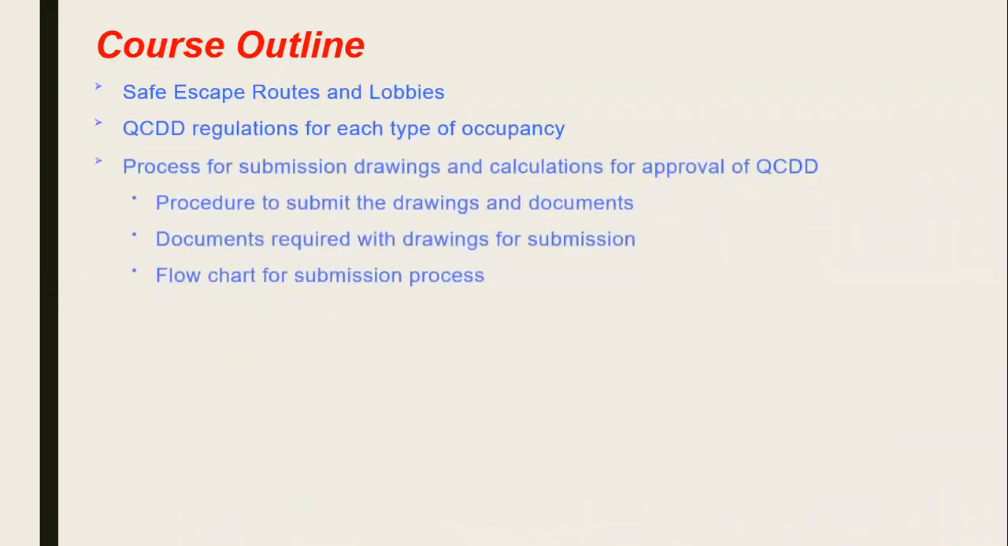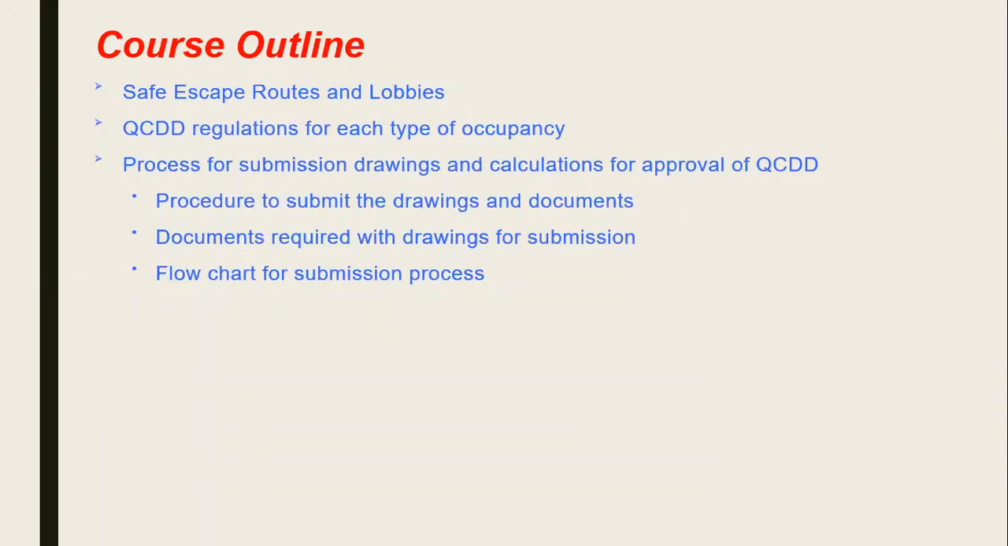In addition, the QCDD regulation for each type of occupancy. And the last part will be the process: how to apply to the QCDD, what the requirements are, and the number of stages for the application, either for design or construction, or requesting inspection and renewal of building certificates, etc. What will be the process for the QCDD?